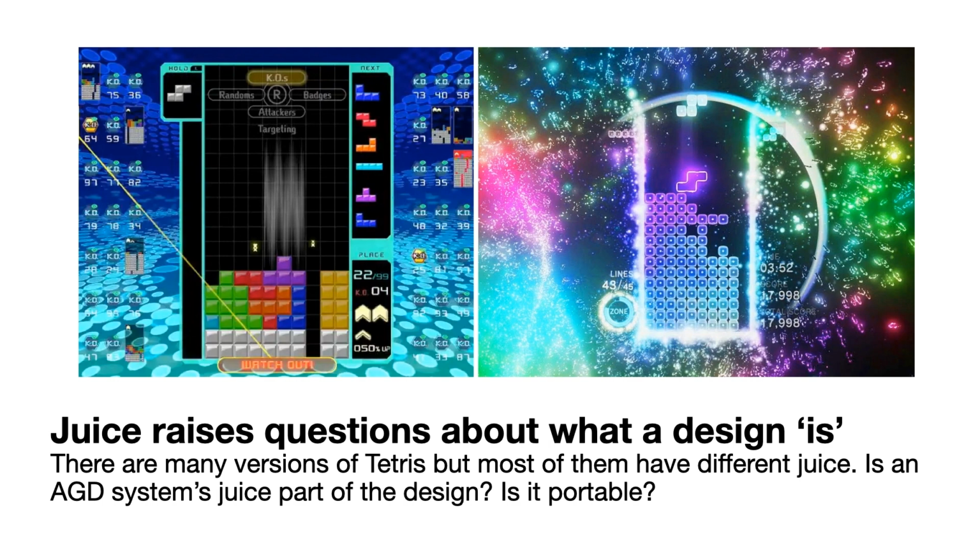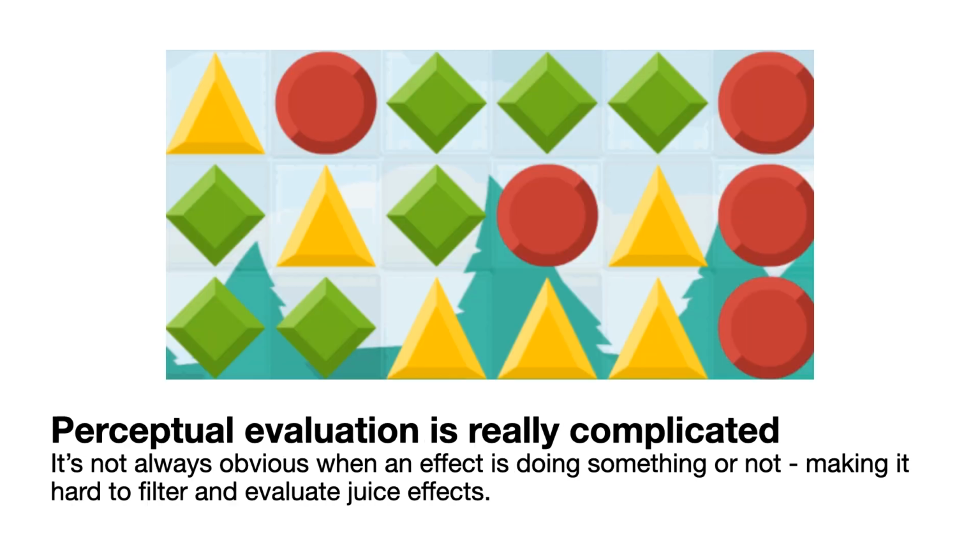Juice also raises questions about what it means for a game design to be unique. So there are many different versions of Tetris with very different juicy effects in them. And if an automated game design produced a new version of Tetris just changing the juice, we're not sure how new that would be considered by other people. So we think the juice is a really important part of game design, but there's clearly some unanswered questions there, maybe from a computational creativity perspective, about which parts of a game design we rate more importantly than others.